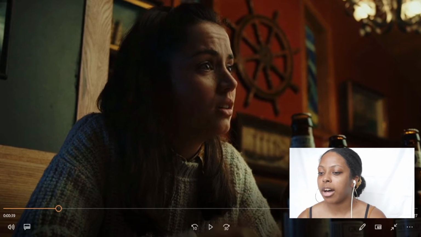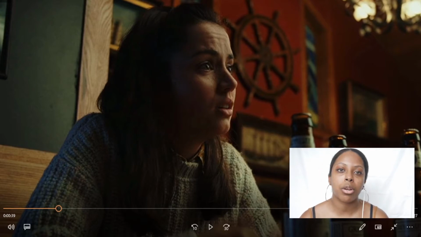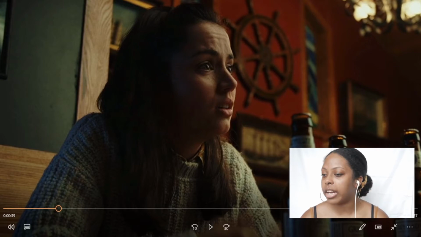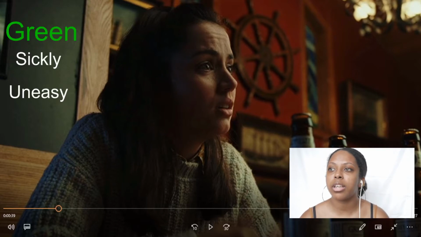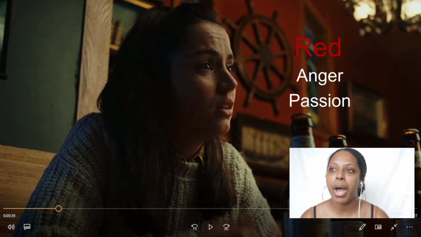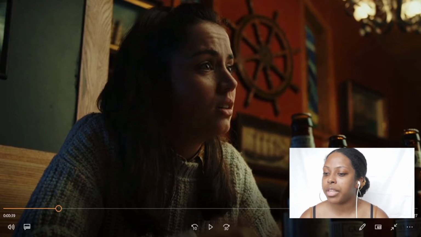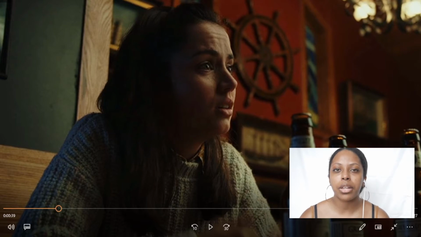If you take a look at the colors, green and red are very prominent in the beginning of this film, and it shows once again in this shot, in this scene. Green usually represents a sickly feeling. It can mean earthly, but I don't think it means that in this film. I think it means sickness, uneasiness. And the red can represent anger or passion.